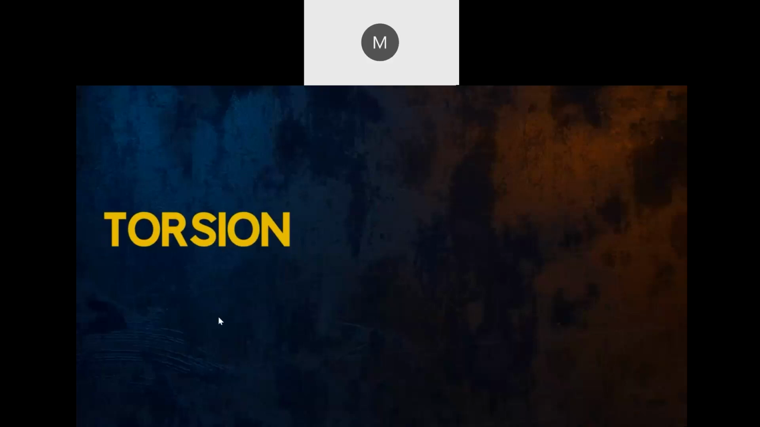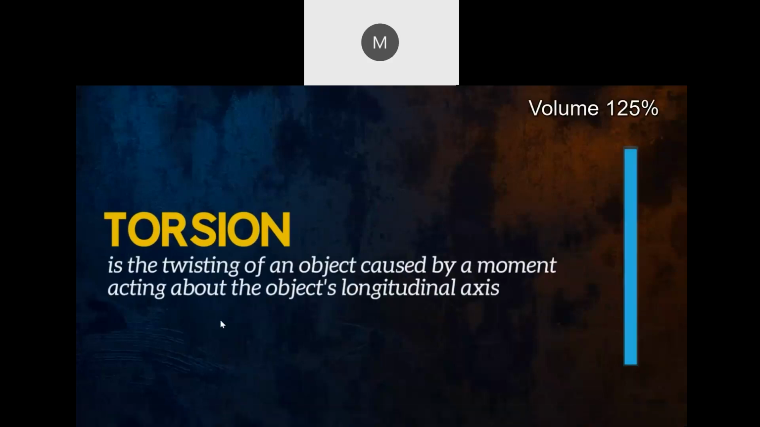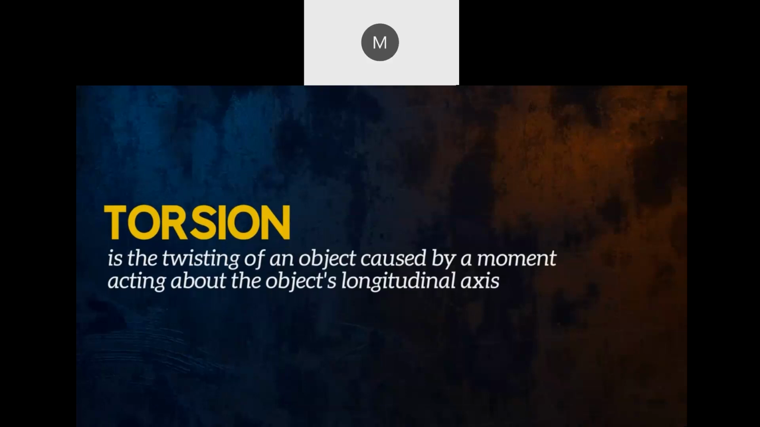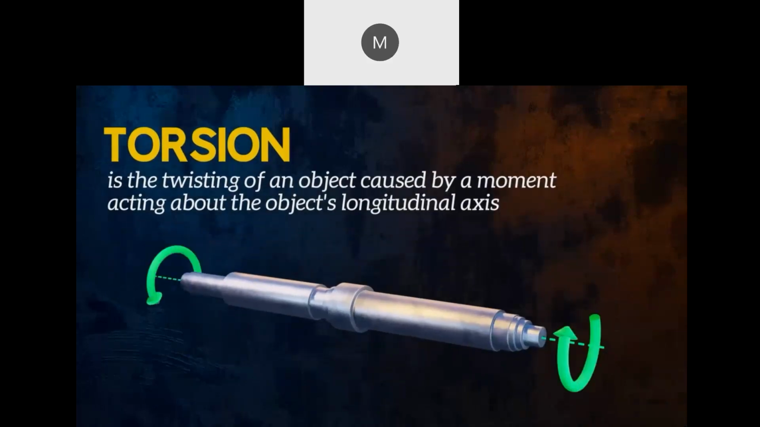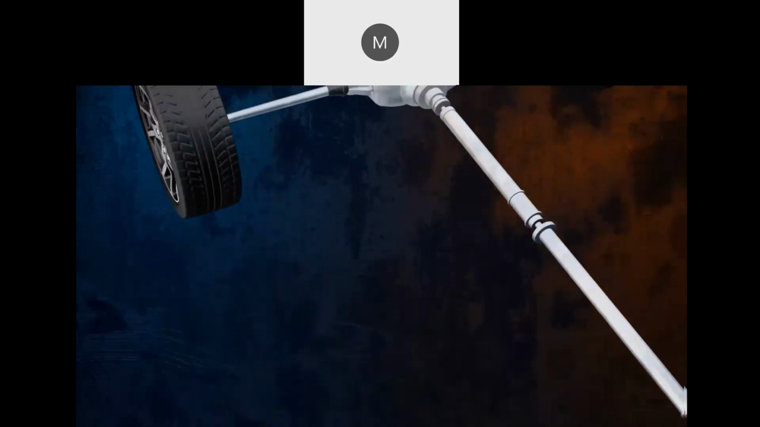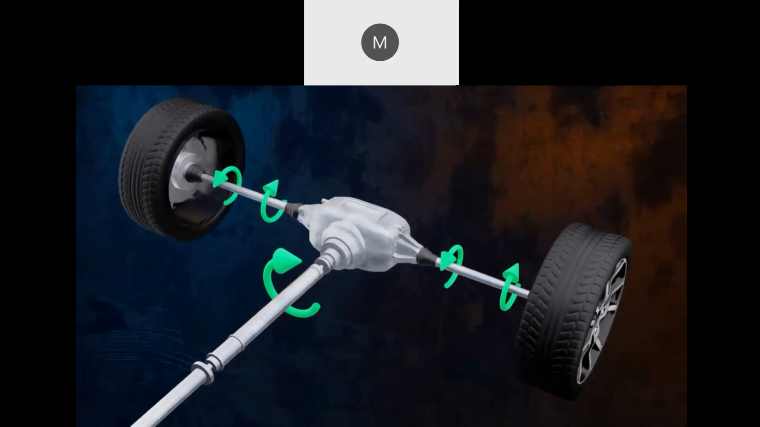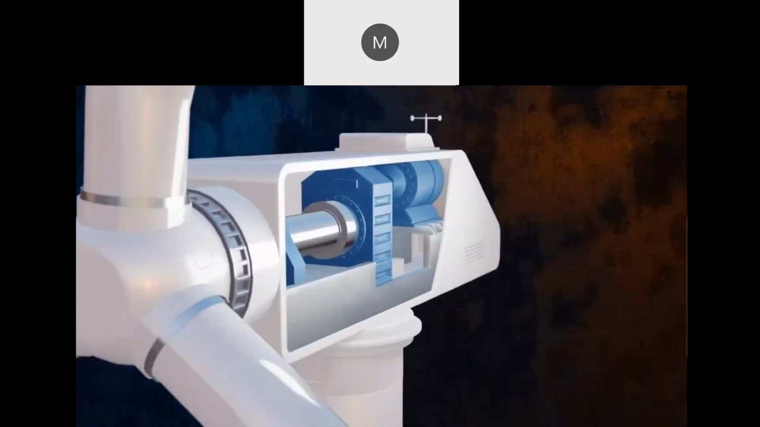Torsion is the twisting of an object caused by a moment acting about the object's longitudinal axis. It is a type of deformation. A moment which tends to cause twisting is called torque. A common example of an object subjected to torsion is the transmission shaft, which is used to transmit power by rotation. This could be the drive shaft and axles used to transmit power from the engine of a car to the wheels, for example, or the shafts used to transmit power from the blades of a wind turbine to its generators.